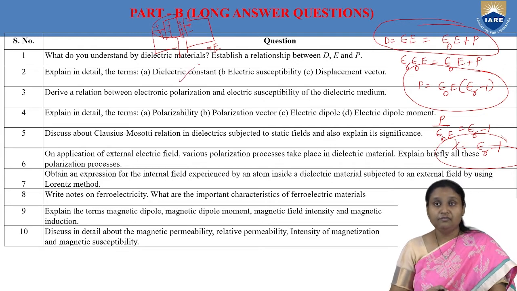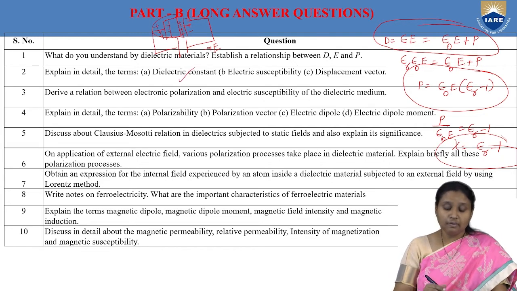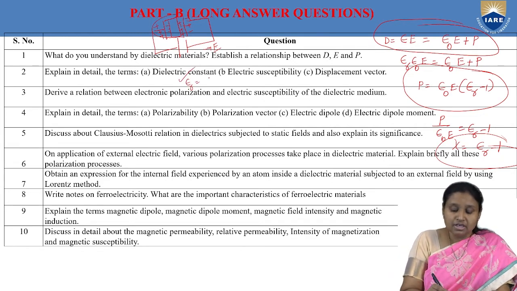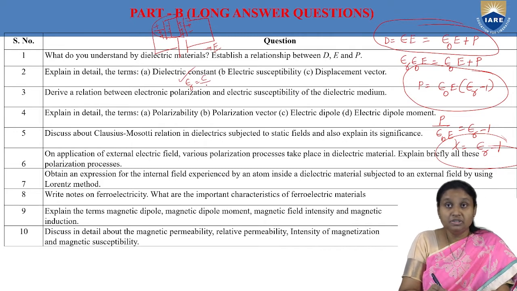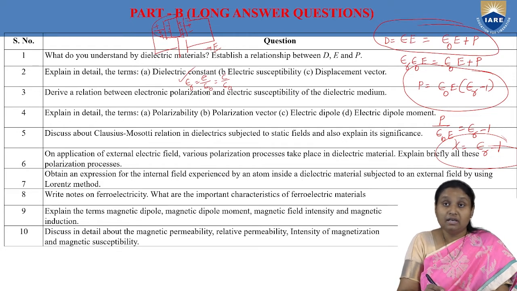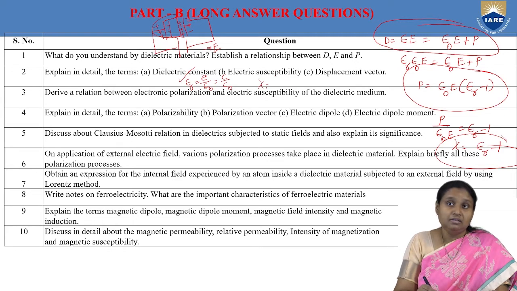Now explain in detail the following terms. What is dielectric constant? Dielectric constant is the ratio of the permittivity of the medium to the permittivity of free space, or the capacitance of a capacitor with dielectric to the capacitance of a capacitor without dielectric. The dielectric constant does not have any units. Next we have electric susceptibility chi, defined as the ratio of polarization to the electric field applied.